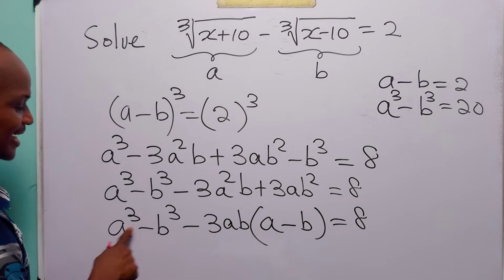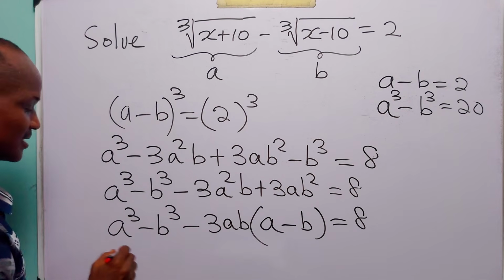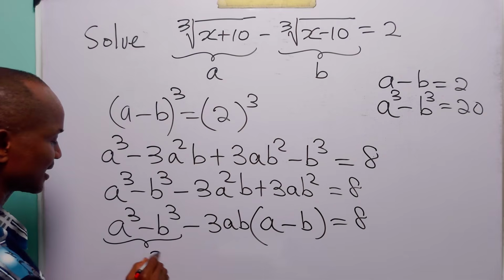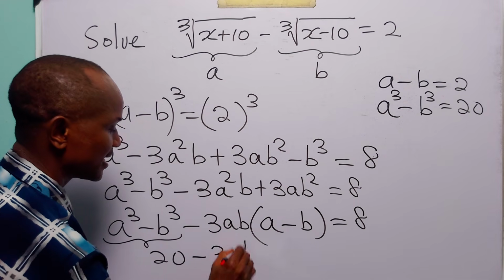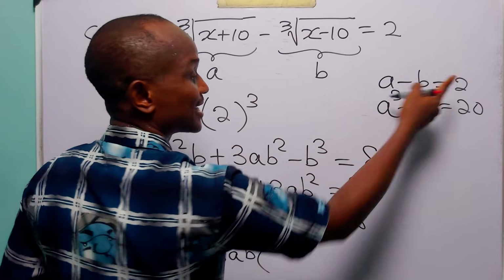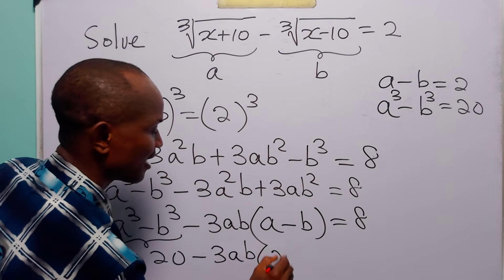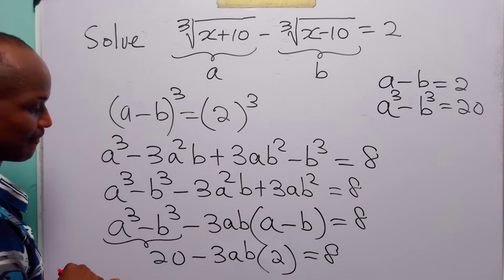Now remember that a cubed minus b cubed is equal to 20. So this is equal to 20. Then we have minus 3ab. And remember that a minus b is equal to 2. So here we have 2. And everything is equal to 8.